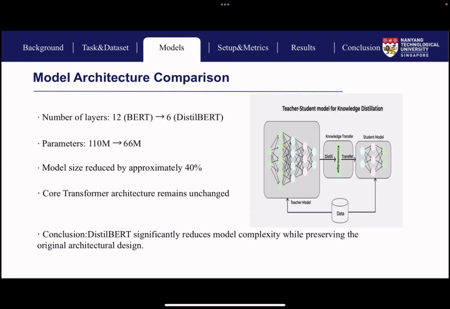Let's compare these two structures side by side to visualize the transformation. As you can see in the diagram, the core transformer architecture remains unchanged.